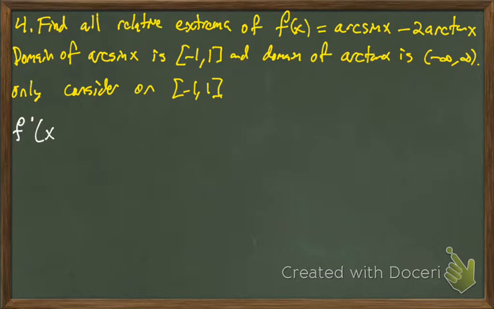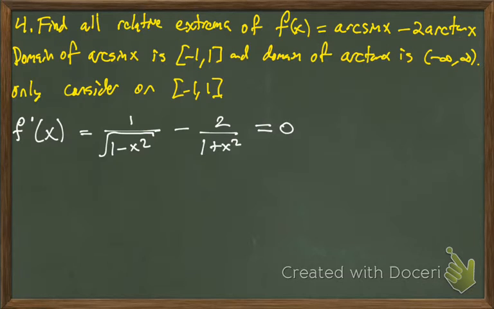So f prime of x is going to be equal to 1 over the square root of 1 minus x squared. That's the derivative of the arc sine. Minus 2 over 1 plus x squared. That's the derivative of the 2 arctan. Now we're looking for horizontal tangents, so we set it equal to 0. The one place where this is going to be undefined is at plus or minus 1, and those are going to be endpoints anyway, so we'll look around plus or minus 1 within the domain here.